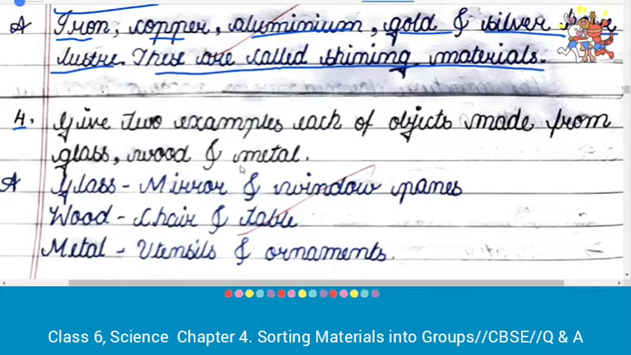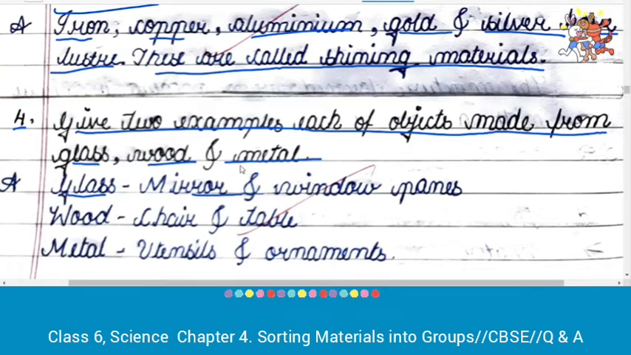Fourth question. Give 2 examples each of objects made from glass, wood and metal. Glass: mirror and window panes. Wood: chair and table. Metal: utensils and ornaments.